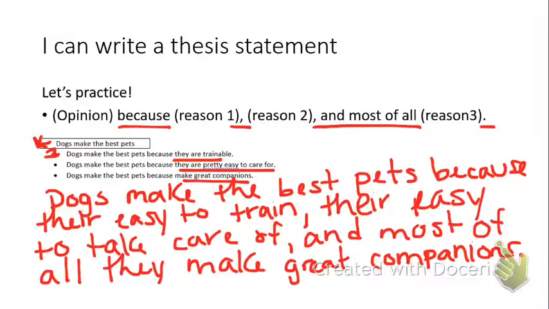And now I'm going to read it and make sure that it sounds nice. Dogs make the best pets because they're easy to train, they're easy to take care of, and most of all, they make great companions. I feel like this person knows what they're talking about. Okay, just because of the way they worded things. That's why the thesis statement is important. It's going to let your reader know, one, what you're going to talk about, two, what your opinion is, and it just makes you sound like you know what you're doing.